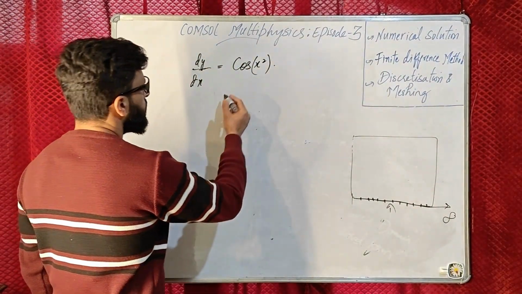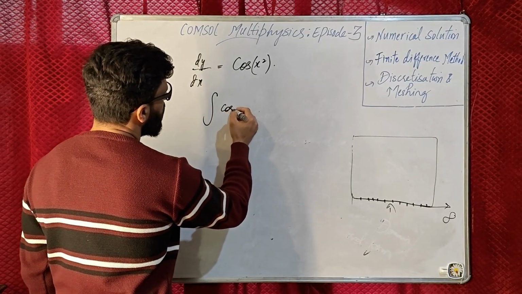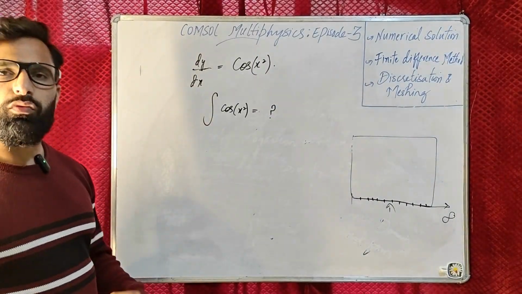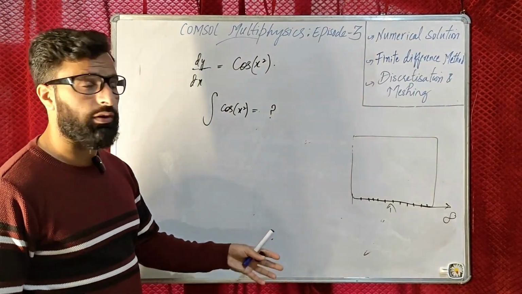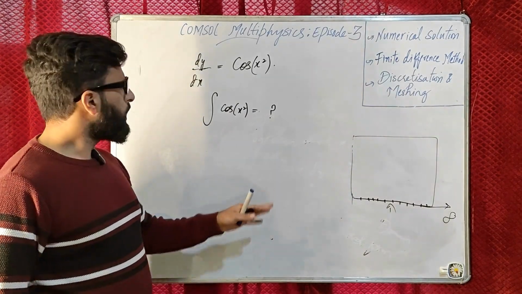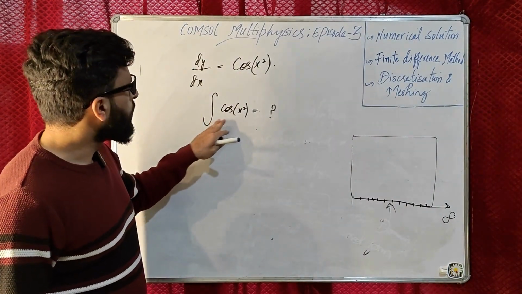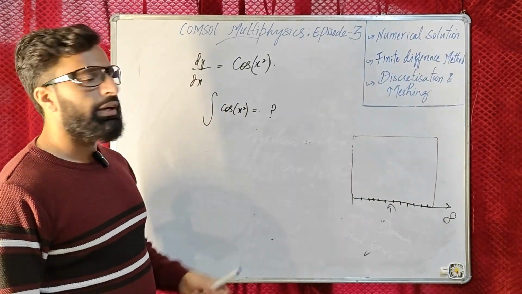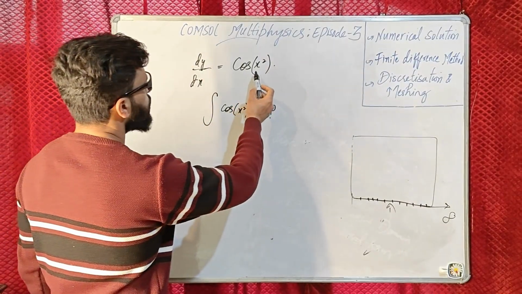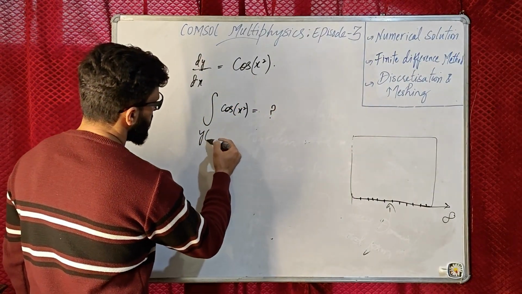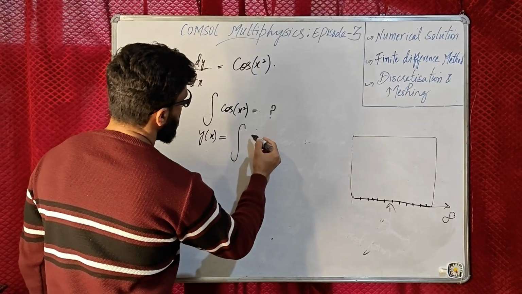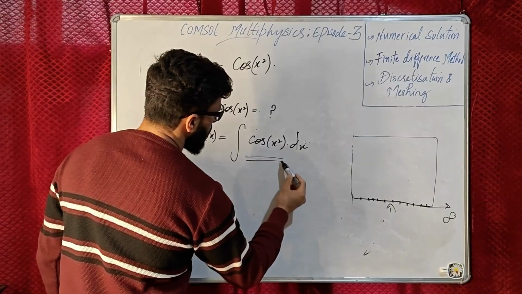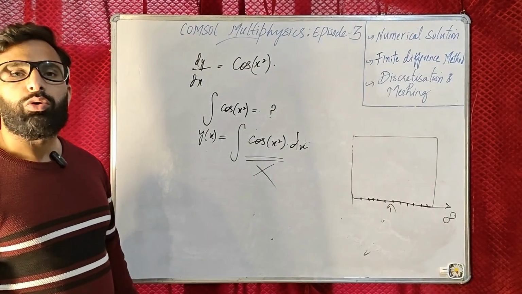Now if we see, there is no antiderivative that exists for cos of x squared: no algebraic function, no exponential function, no logarithmic function, not any function. This is a classical example of a function where the antiderivative does not exist. If we want to solve such a problem, we know its solution will be y of x equals the integration of cos of x squared, and since there is no antiderivative for this, there is no analytical solution for this equation.